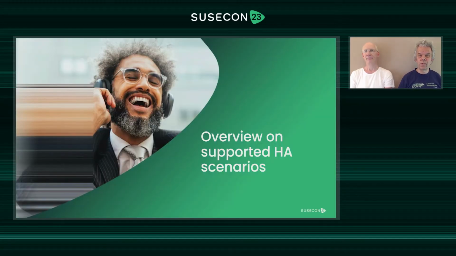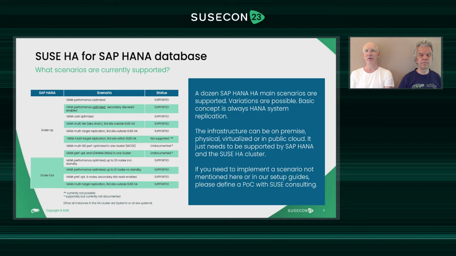Okay, and with that, we will give you an overview of supported HA scenarios. What are the HA scenarios for the SAP HANA database? I will give you this overview, and Fabian will then give you the one for the application platform. In general, we can distinguish between the HANA scale-up and scale-out scenarios. Scale-up means we have two HANA boxes covering the whole workload on each side.